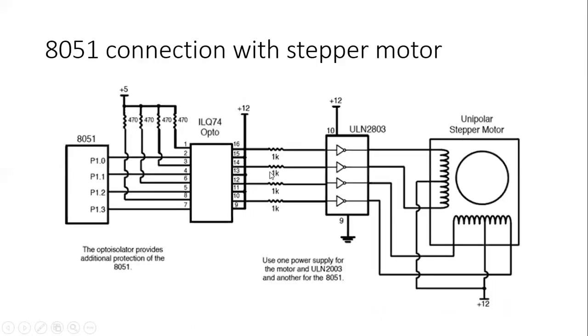Then we have the connection of a stepper motor with the 8051 microcontroller. How to use a stepper motor with the 8051? To do this, we first have to bring many circuits in between, isn't it? The stepper motor has some requirement, and your microcontroller has another requirement. The microcontroller can provide a maximum current of only 1 to 2 milliamperes, but your stepper motor may require 5 to 10 milliamperes, so the microcontroller is unable to provide it.